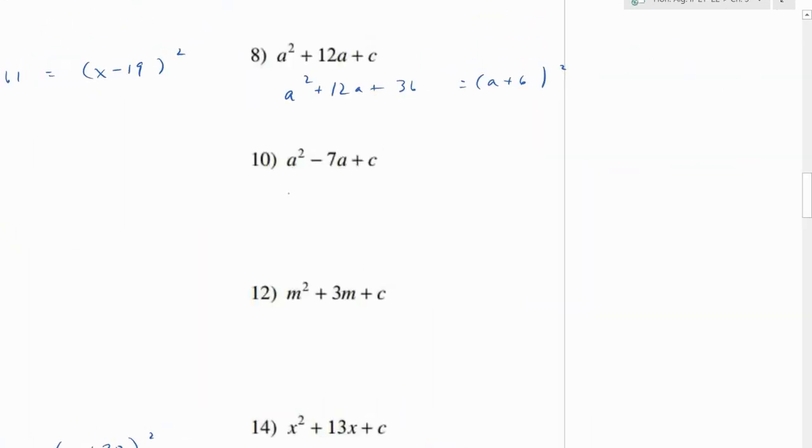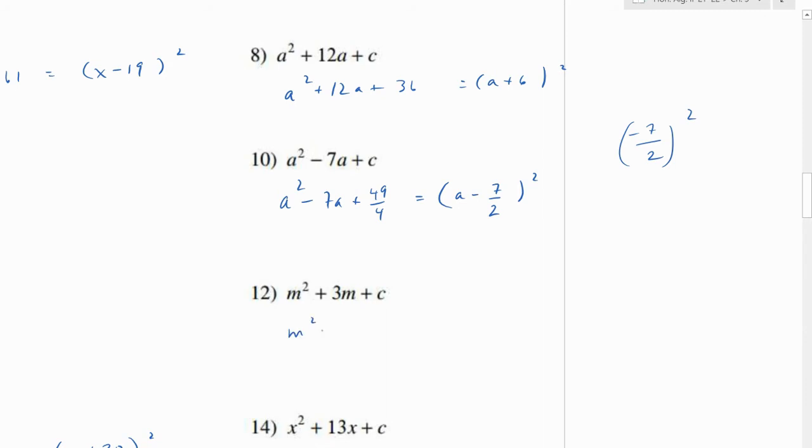So look at number 10. a squared minus 7a plus what makes a perfect square? So it's the same thing. You half the coefficient on the linear term, and you square that. So you get 49 fourths. And then what's going back in here is always what you got when you half that coefficient.